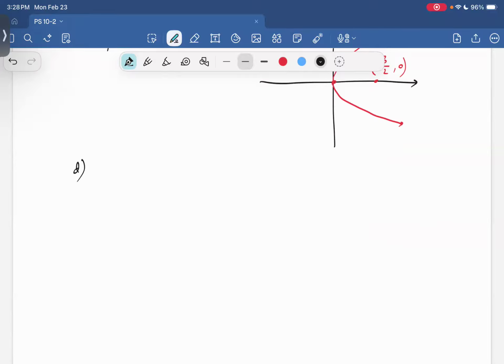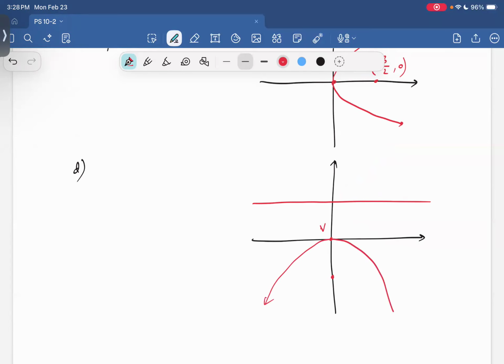Now for D, our directrix is y equals 2. So that's a horizontal line here. And if the vertex is at the origin, that means that the focus must be here. Since this is y equals 2, the focus must be 0, -2. So p is equal to -2 in this case. So x² equals 4 times -2y, which is -8y.